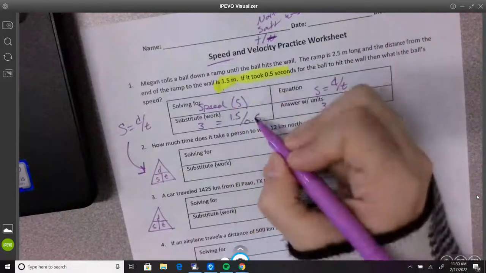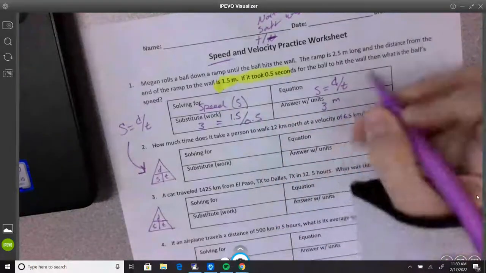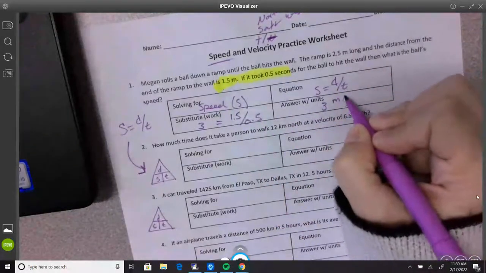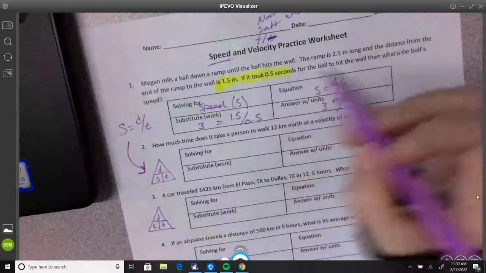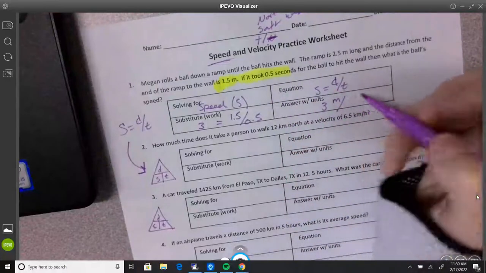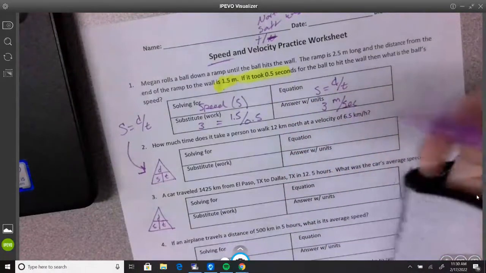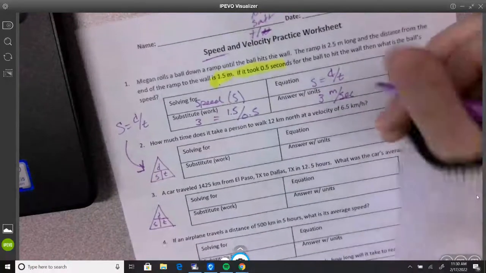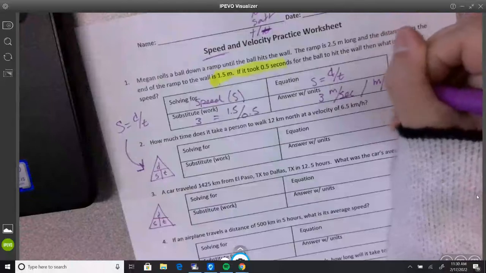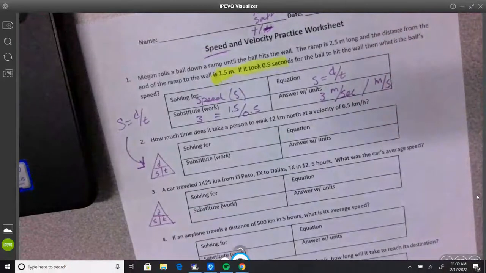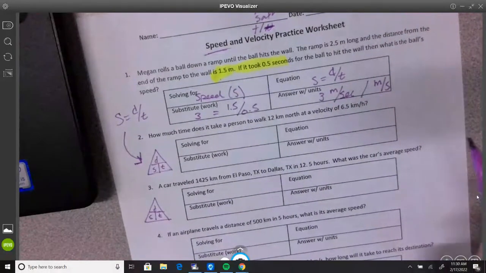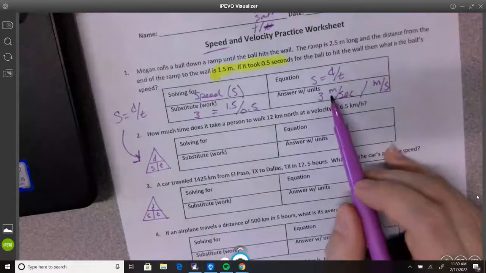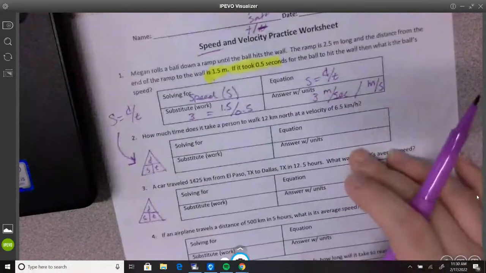Our distance was measured in meters. Meters would go on top, and seconds is our time. So since time is on bottom, that means it should go on bottom. So meters per second, or if you wrote it out another way, m over s, it's the same thing. So either one. So our answer is 3 meters per second.